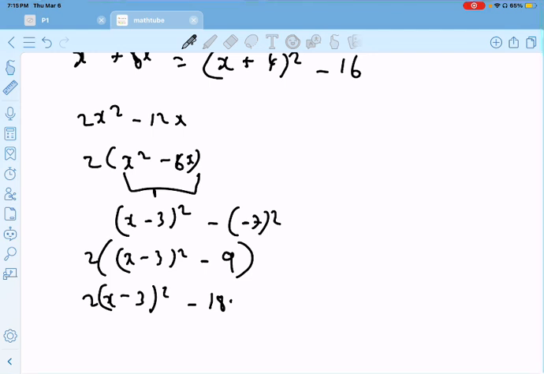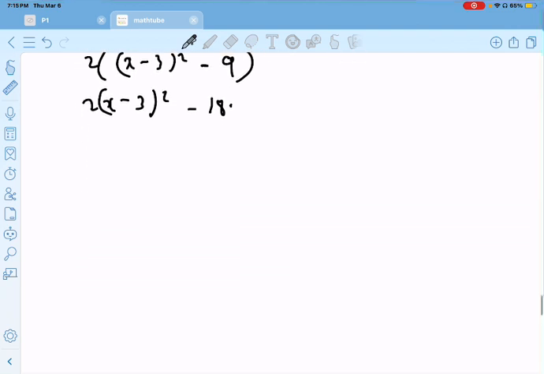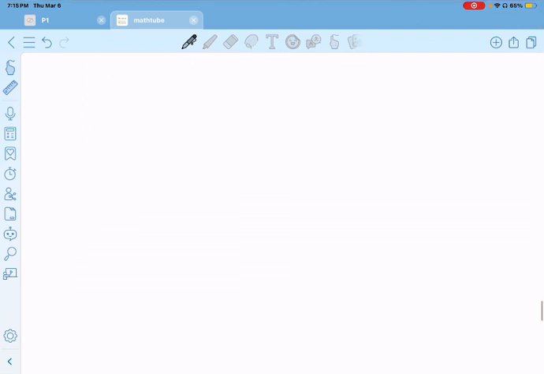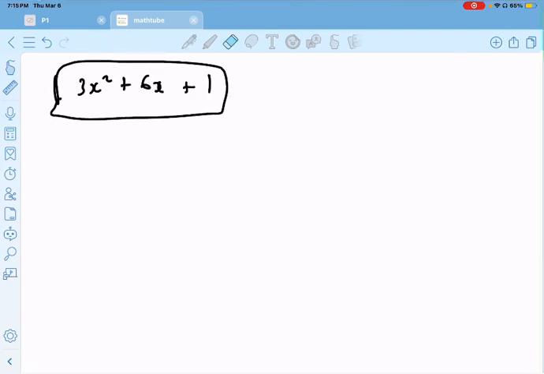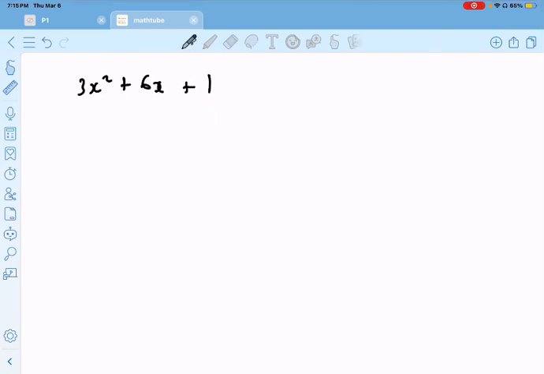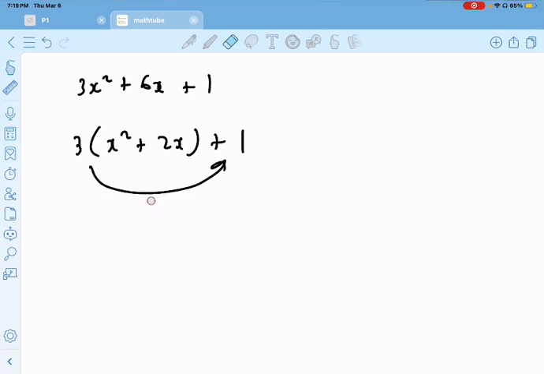Yeah, that is that. Next up, what if we have another term, okay? Let's say it's 3x squared plus 6x plus 1. How do we complete the square for this now that there is a plus 1 here? What we will do is first factor out the 3 again. So 3 times x squared plus 2x, we do it still there, and then we just write plus 1 outside. So plus 1 is not affected by the 3.